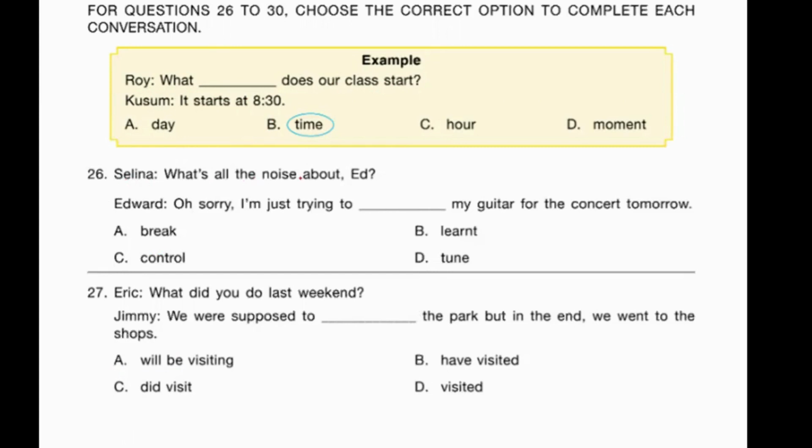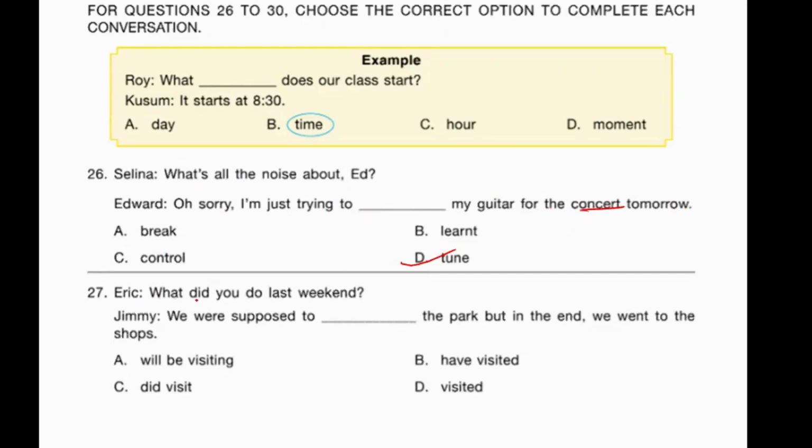Selena: What's all the noise about, Ed? Edward: Oh sorry, I'm just trying to dash my guitar for the concert tomorrow. When it is related to a musical instrument, what is the process of fixing the guitar? It is about tuning the musical instrument. So it is option D. Oh sorry, I'm just trying to tune my guitar for the concert tomorrow. Concert means musical show.